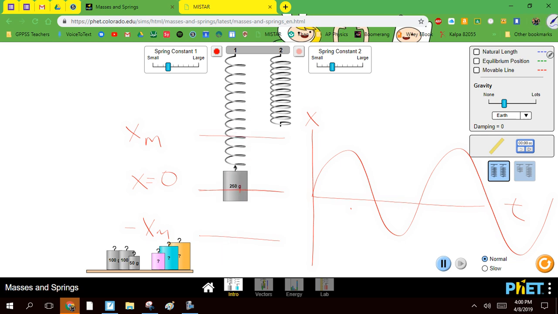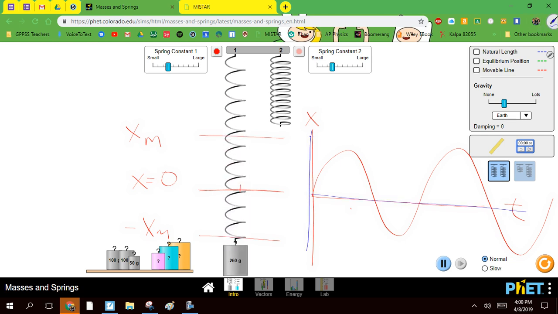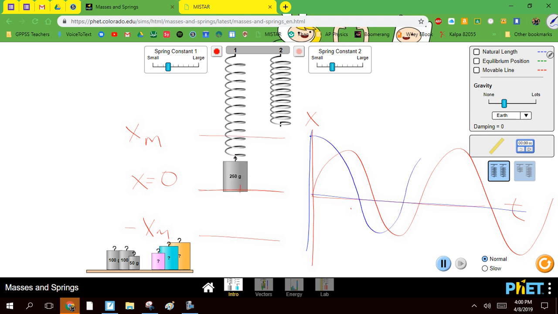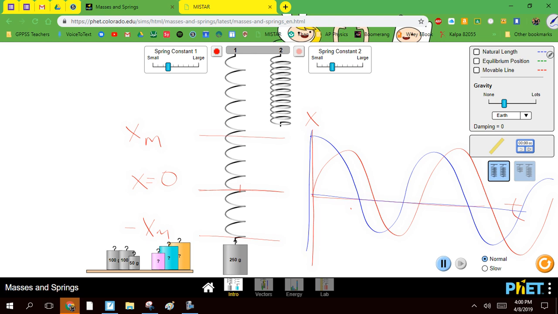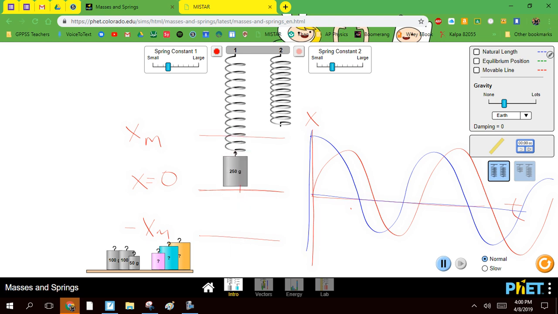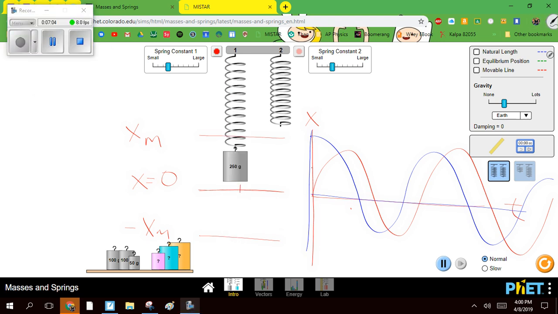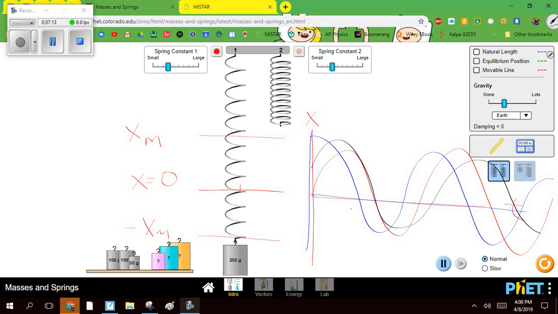Or maybe let's start when it's at the top. You get kind of the same thing, but now it's a cosine function, right? Or maybe you start when it's almost all the way up, and then you get something like this. So you get these trigonometric functions, okay?